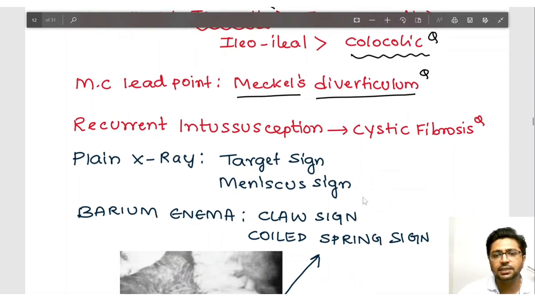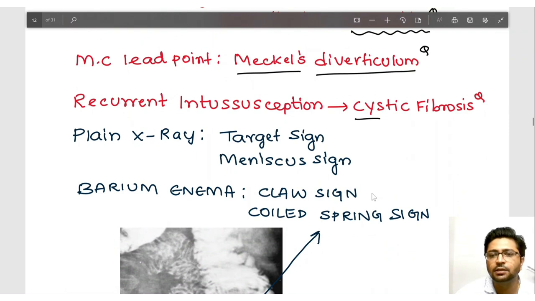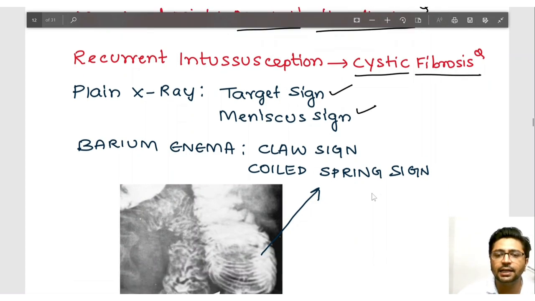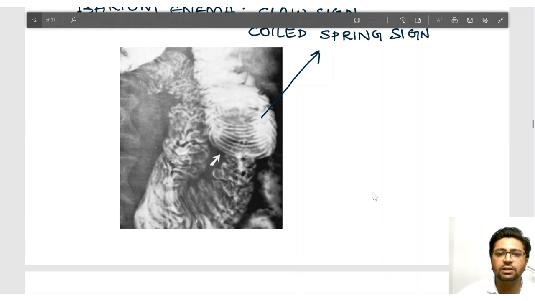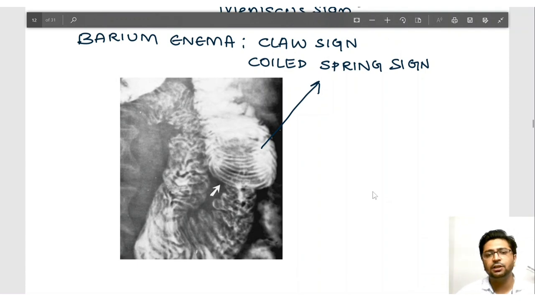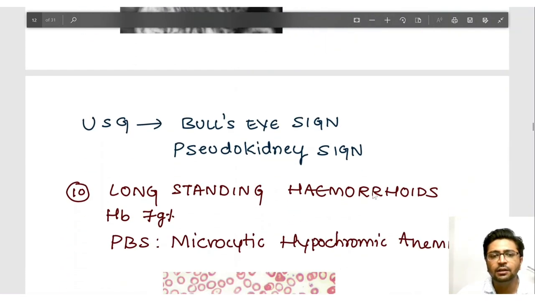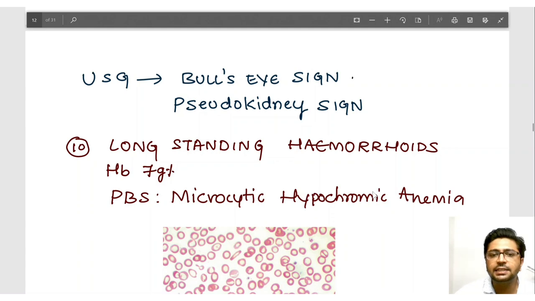Where do you see recurrent intussusception? You're going to see it in cystic fibrosis, a previously asked question. So recurrent intussusception is seen in cystic fibrosis. On a plain X-ray, what are the different signs you're going to appreciate for intussusception? Target sign and meniscus sign. On barium enema, we're going to appreciate claw sign and coiled spring sign. So this is what the coiled spring sign is. This might be next year's MCQ. So coiled spring sign, that's why I put this particular image. On an ultrasound, you can have bullseye sign and pseudokidney sign. So pseudokidney sign was also previously asked. Pseudokidney sign is seen in intussusception.